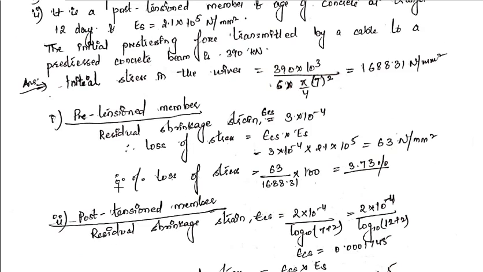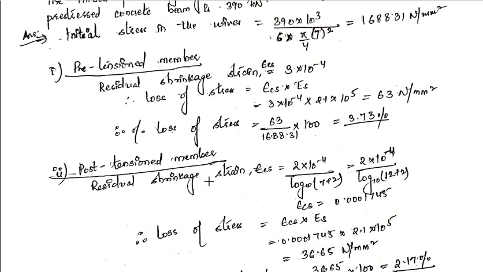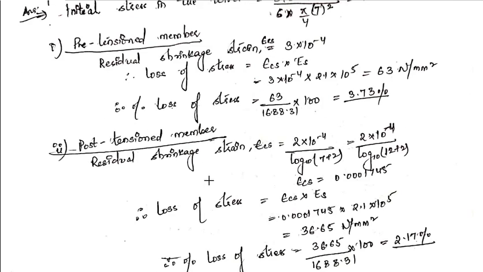Now again come back to the first part. The percentage loss of stress will be total loss divided by the initial pre-stress into 100. So this will come out to be 3.73%. Now let's come to the second part, in which we have to calculate the percentage loss of pre-stress due to shrinkage in the post-tension member.